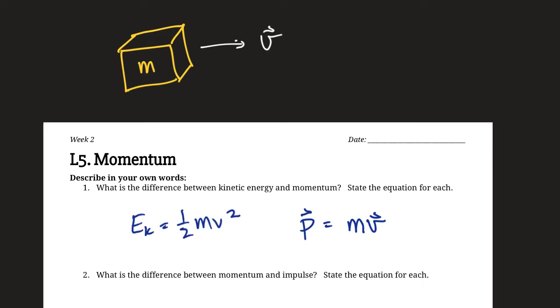It's also a lot simpler than the kinetic energy equation, right? And it's a vector, which can be useful in different ways. So every object that is moving, that has mass, has a momentum associated with it.